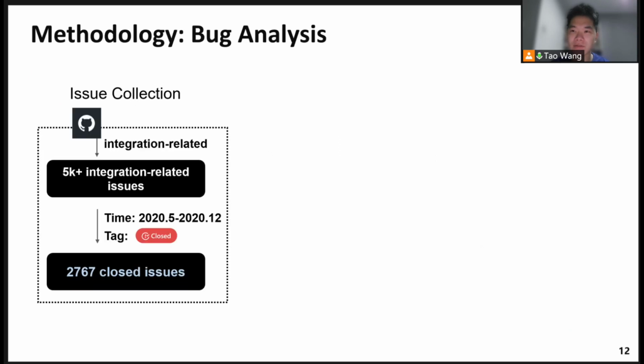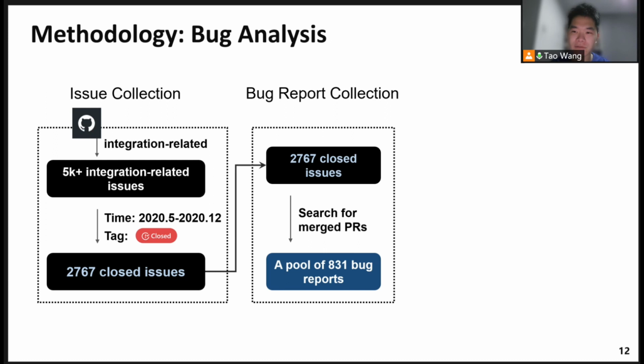We manually went through issues and pull requests of the Home Assistant repository on GitHub to collect iBugs. First, we concentrated on the closed bug reports with the label integration. We selected issues in the second half of 2020, and we obtained more than 2,000 closed issues. Next, we searched for each issue's associated merged pull request, which indicated that the issue was potentially a real bug, and we obtained 831 bug reports.